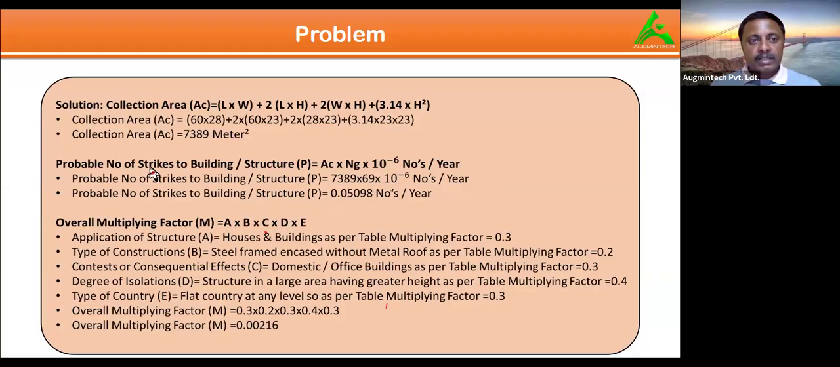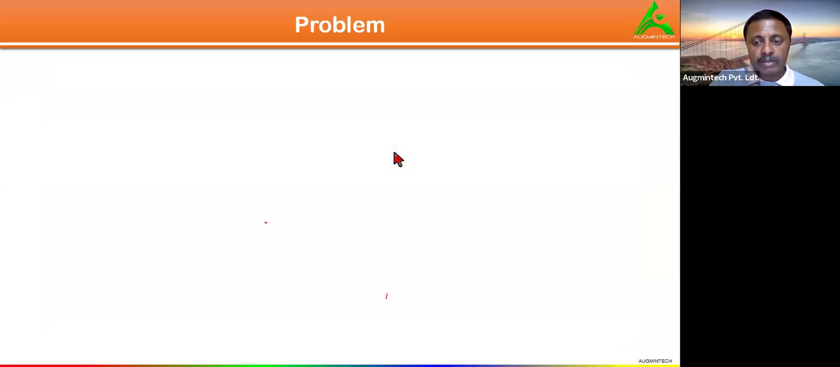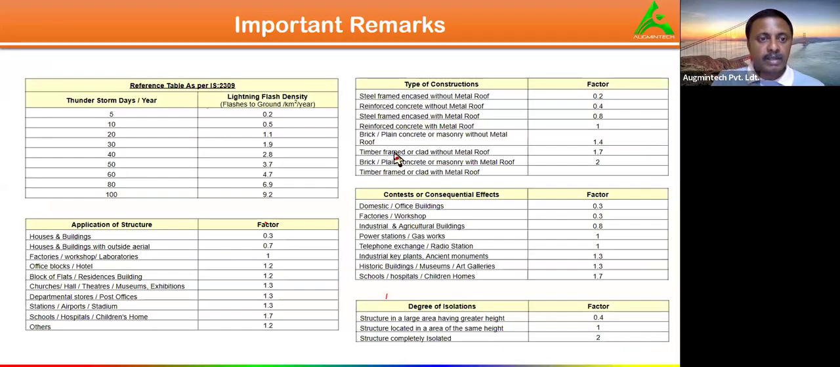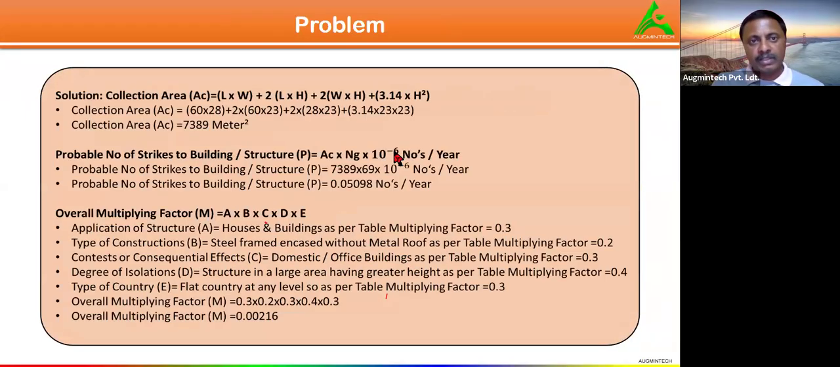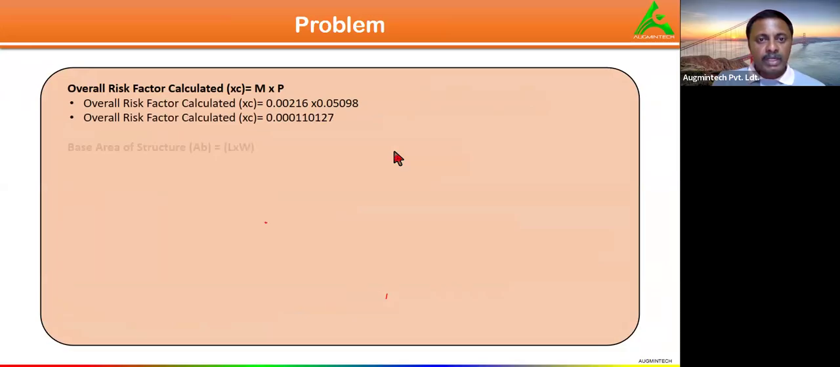So once after getting this probable number of strikes to the building, now what we have to consider is all those factors as I showed you. It's nothing but just refer to the previous tables. That's it. Okay. Now hope you'll be understanding why we need all these tables, right? Why we need all these previous tables, with application of structure, with respect to the type of construction, then with respect to the consequential effects, and finally the degree of isolation. So all these things are to be considered for that particular type of building. Okay, the data has been provided.